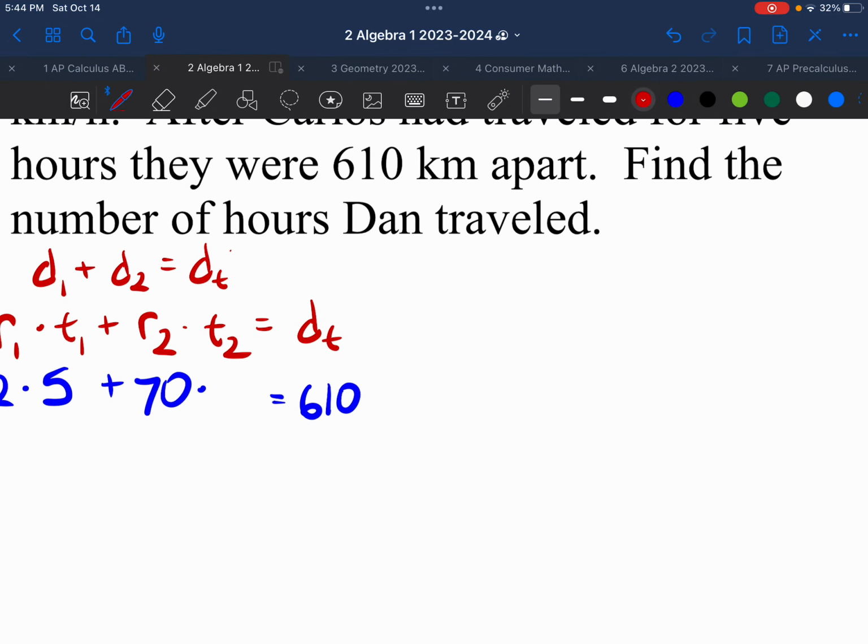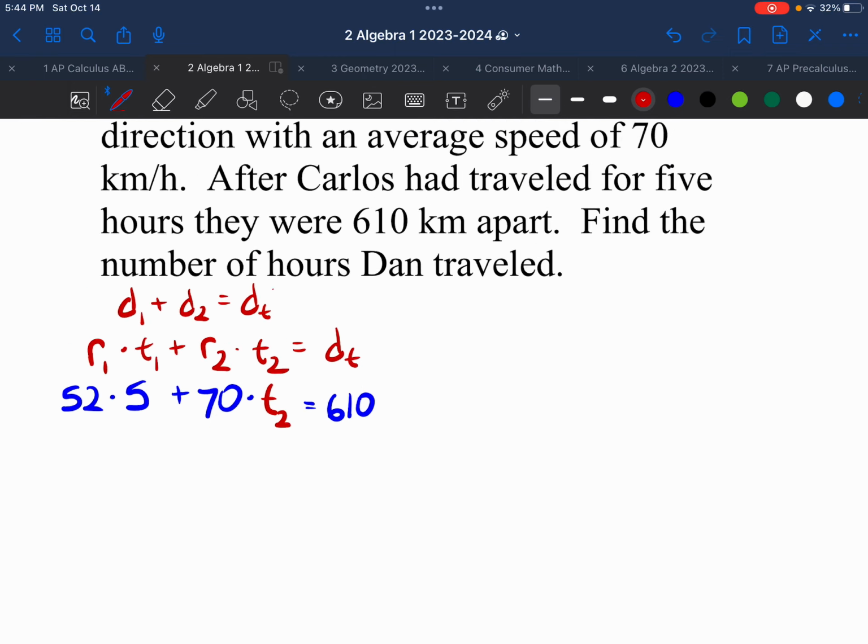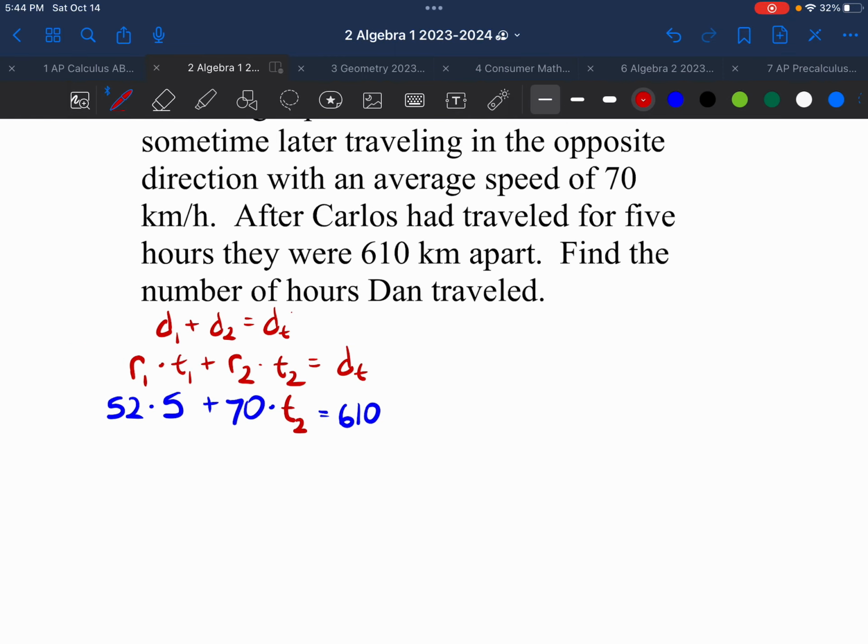I'm going to keep mine T2 because that reminds me that just like in future cases, sometimes I'll have two different variables and it's hard to distinguish between T and the other T. So it's just a habit to get into. So how do we solve for this T2? We simplify. So I'm going to do 52 times 5, and then I'm going to rewrite that. 2 times 5 is 10, so I do the 0, carry the 1. 5 times 5 is 25, plus the carried 1 is 26. So I have 260 plus 70 T2. That's going to be equal to 610.